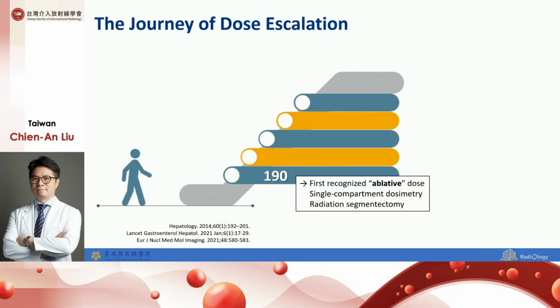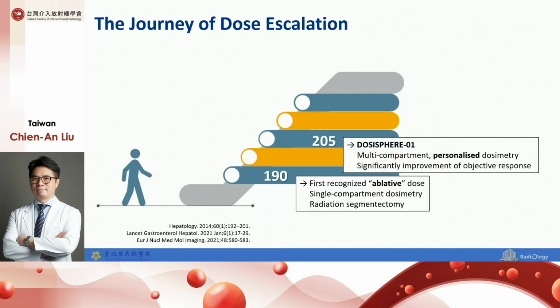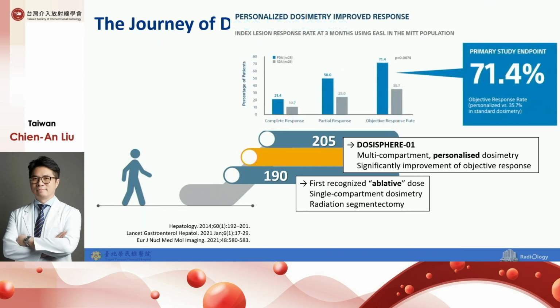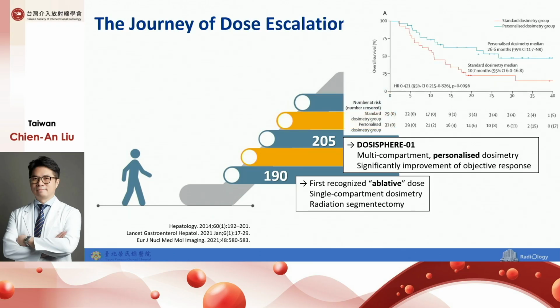Regarding the sphere, this is a journey of dose escalation. Firstly, 190 is the first recognized ablative dose based on single compartment dosimetry. We can say that is the start of radiation segmentectomy. Then DOSISPHERE-01 proved that 205 is based on multi-compartment calculation, a personalized dosimetry, and can significantly improve the objective response, and also the overall survival.